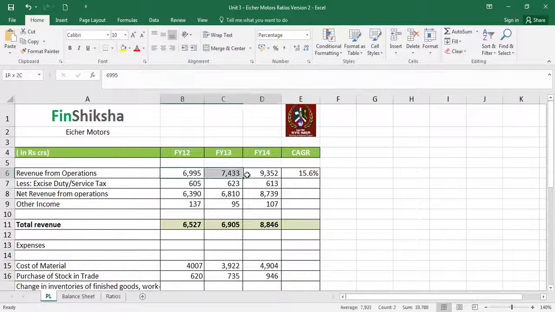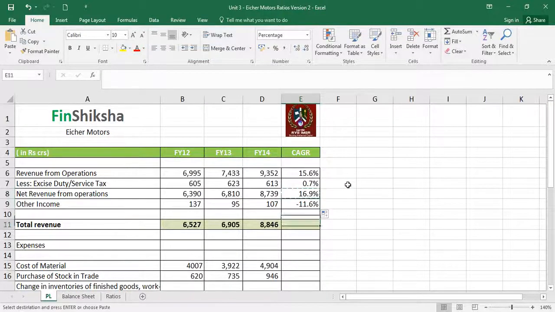Sales have grown about 15% each of the years in the last couple of years. Annualized, that's the growth rate. Individual years' growth rate could be different, but the annualized growth rate is 15.6%, right? So that's the calculation here. If I drag it down, I essentially get the growth rates of other data points as well, wherein excise duty has not really grown significantly. Net revenue from operations has gone up by 16.9%, and other income has actually fallen down, right?